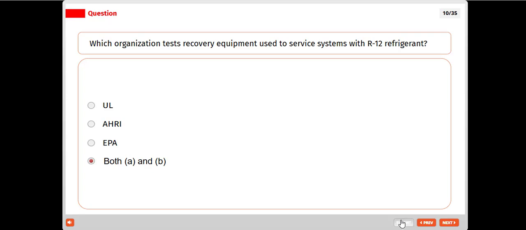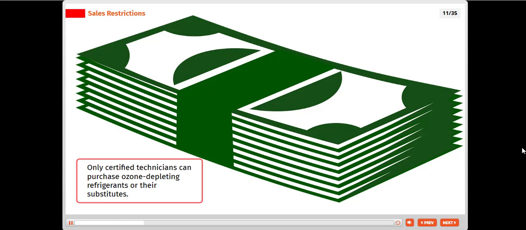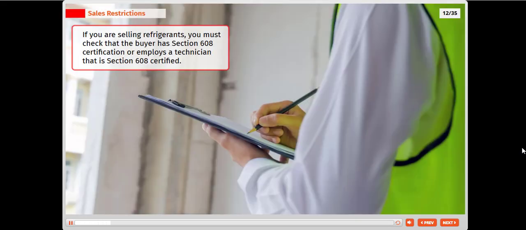Only certified technicians can purchase ozone-depleting refrigerants or their substitutes. If you are selling refrigerants, you must check that the buyer has Section 608 certification or employs a technician that is Section 608 certified.